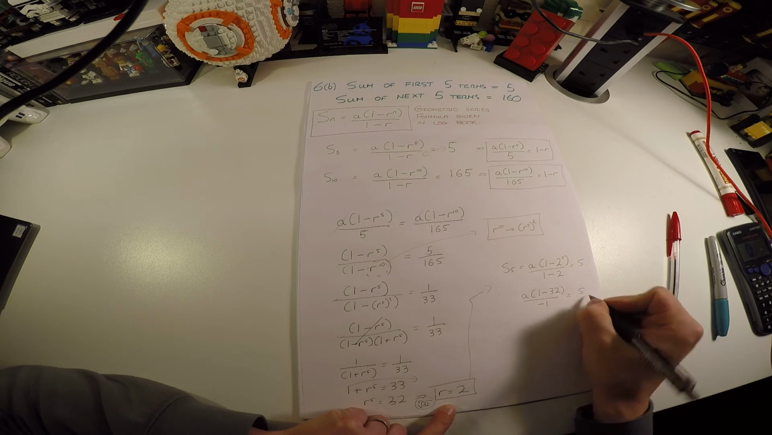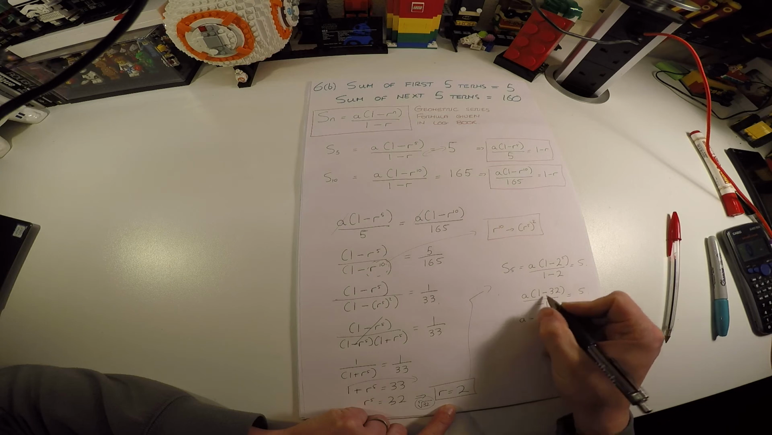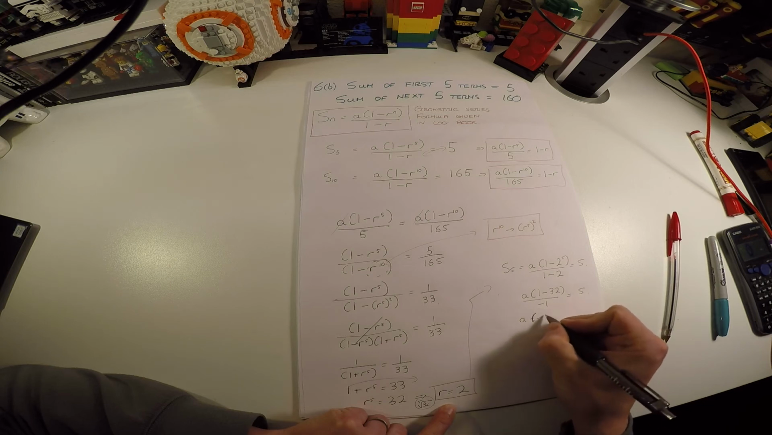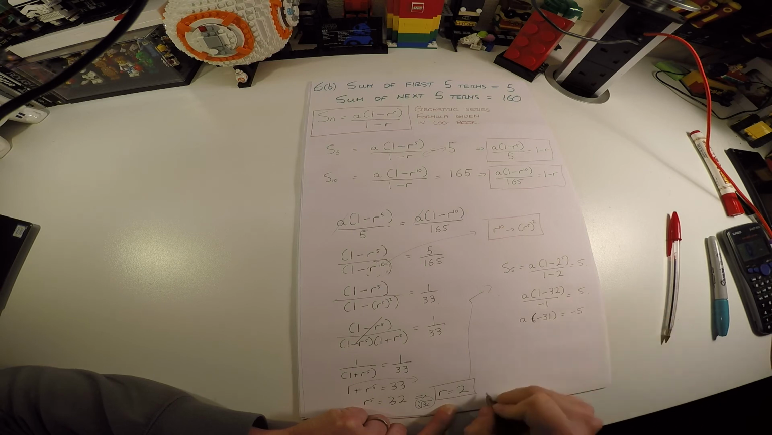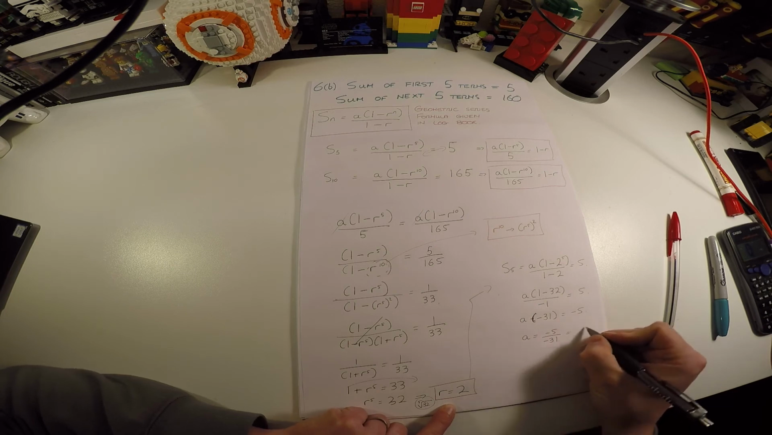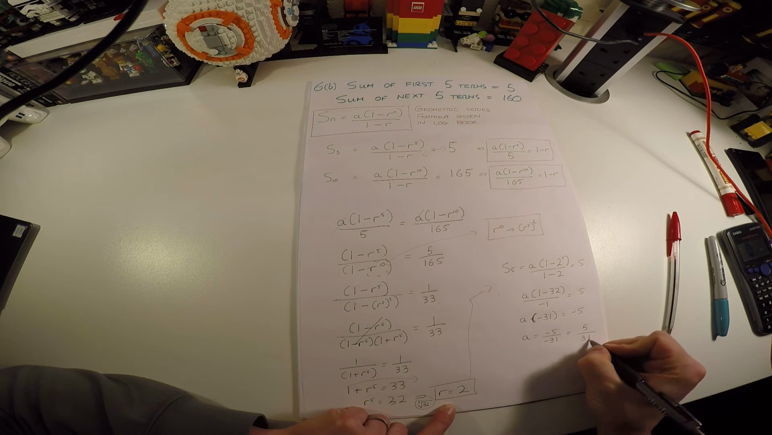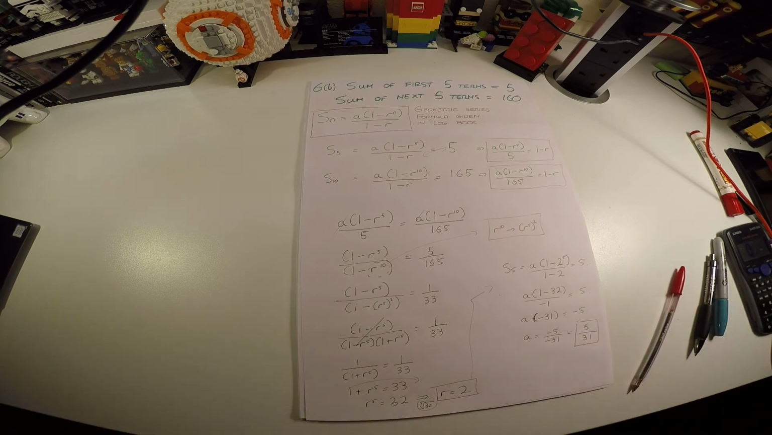So this ends up being A1 minus 2 to the 5, now 32, all over minus 1, and that's equal to 5. So now we know A times minus 31 is equal to, looks to be, minus 5. Therefore, A must be equal to minus 5 over minus 31. And of course, that's just 5 over 31. That's that.